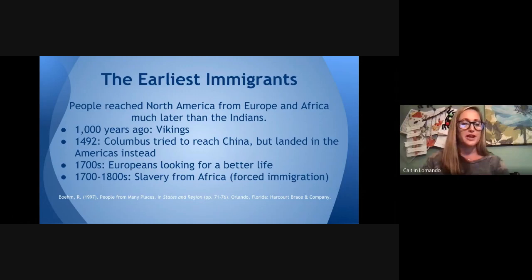And then a very dark period of time in American history was the 1700s to 1800s. That's when we had slavery from Africa, or forced immigration. Now, when we're talking about enslaved people, we're talking about people who were taken from their homes and forced to come to America in deplorable conditions. Deplorable means really, really bad conditions. These people were then sold and forced to work for no money. Enslaved people are a large part of our American history and a very dark spot in American history. Slavery means making one person the property of another person.